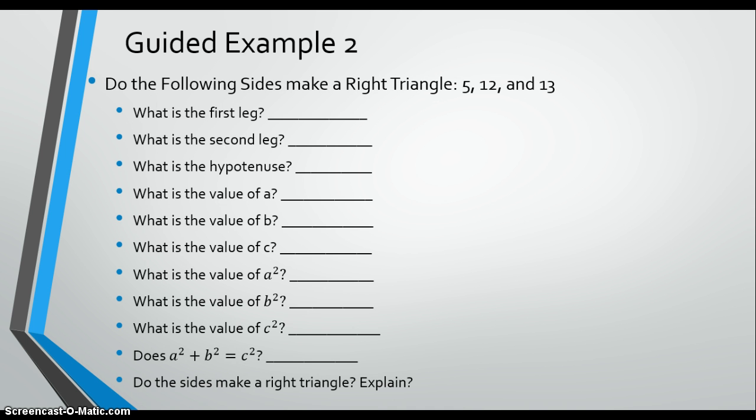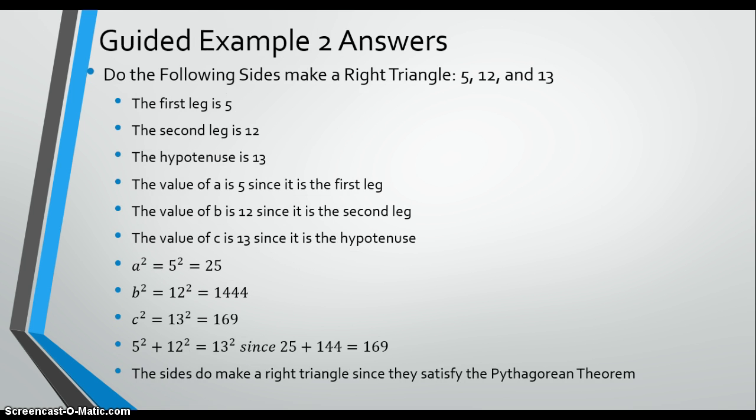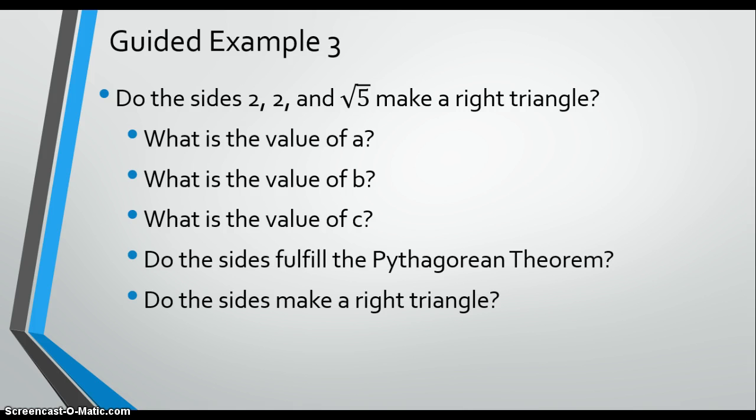Here is guided example 2, so I want you to pause and answer these questions for me. And here are the answers to guided example 2. 5, 12, and 13 do make a right triangle because they do end up satisfying the Pythagorean theorem. Now here's the guided example 3. We want to know, do the sides 2, 2, and square root of 5 make a right triangle? And you're going to pause and answer these questions.